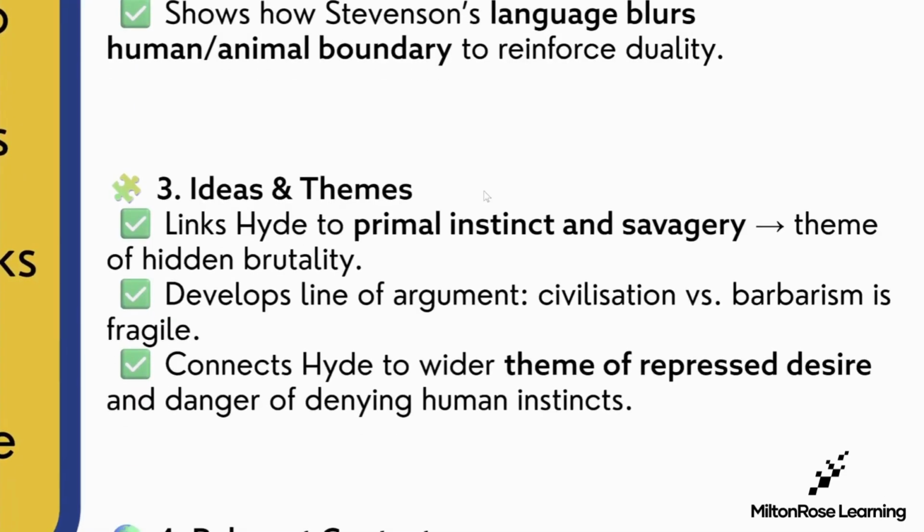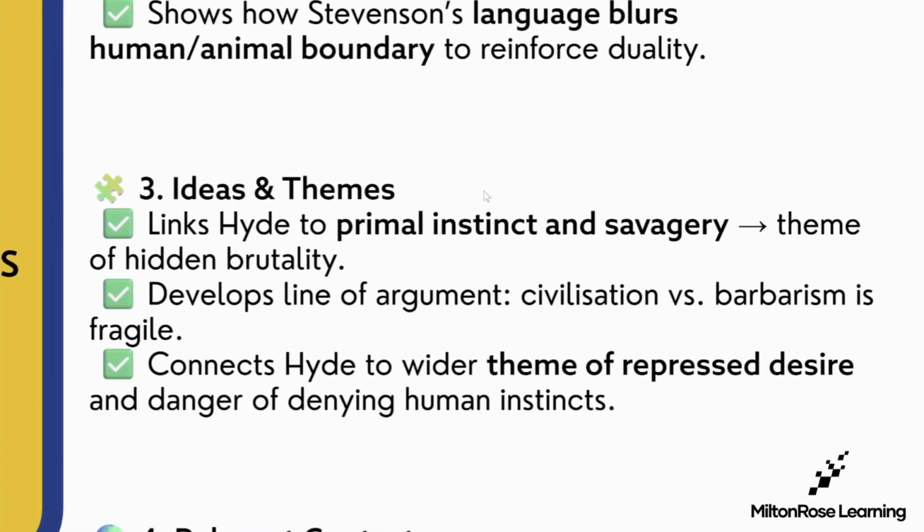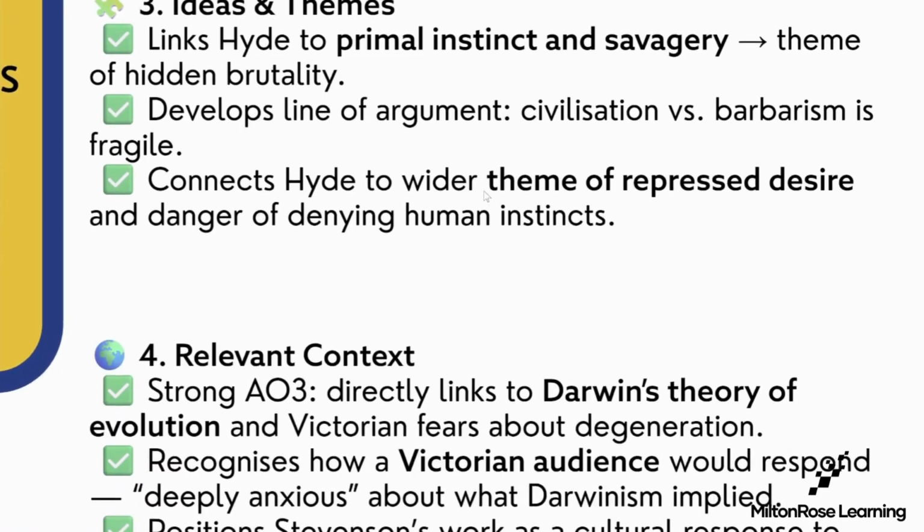Then number three, the big ideas and themes. Well, it does do that, although a little bit implicitly. It links Hyde to primal instincts and savagery, so the theme of hidden brutality. And it does develop a line of argument. Civilization versus barbarism is extremely fragile in this text. So it's clearly linking to big ideas and themes very, very nicely.